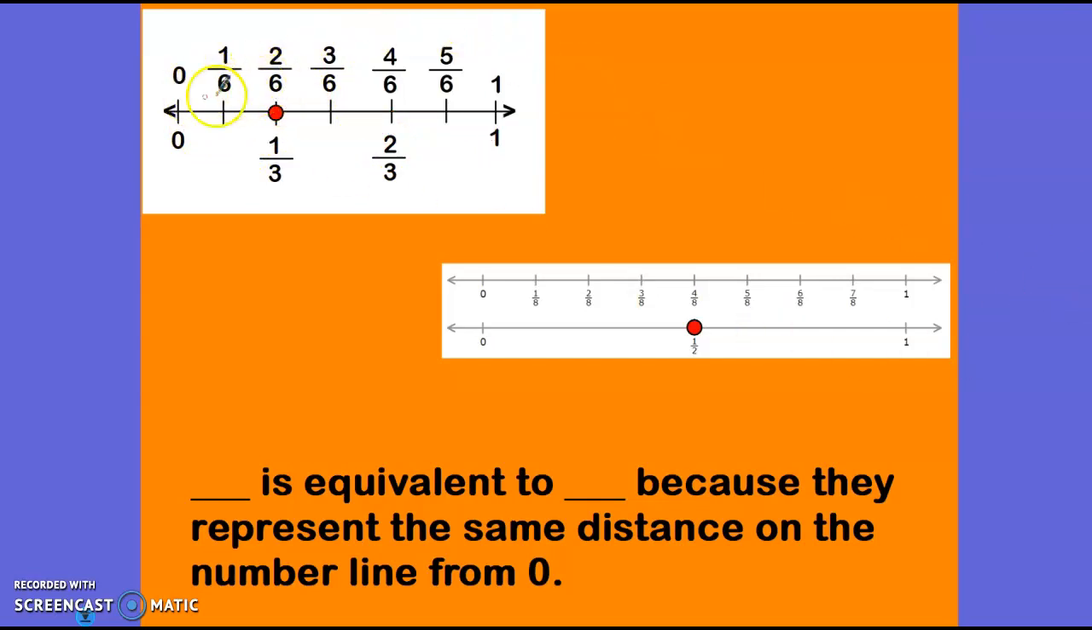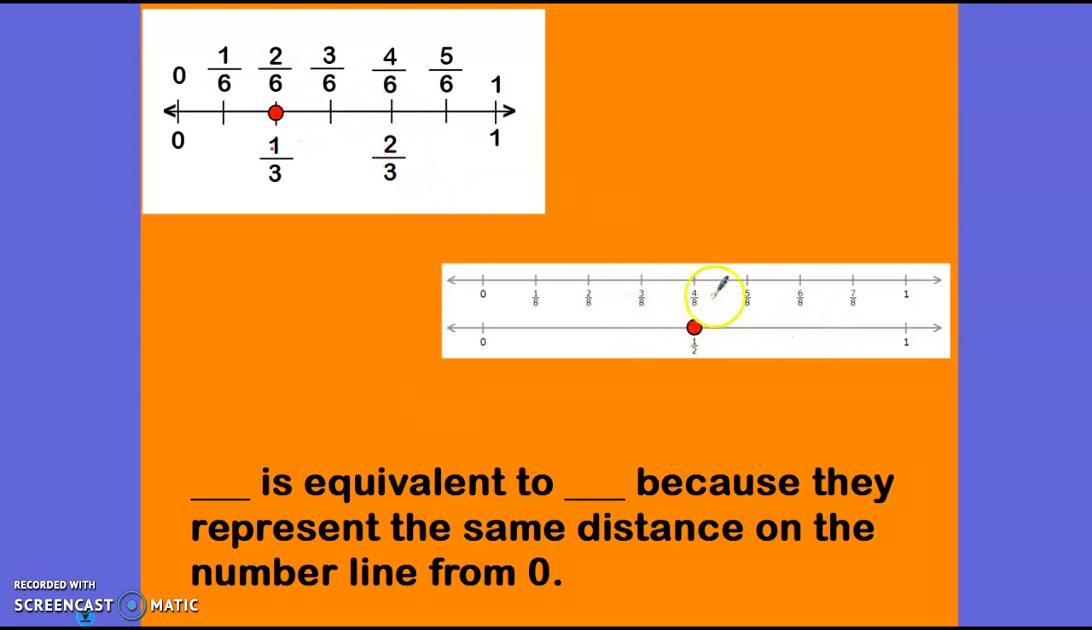And on top, we have 6 equal parts. As you can see, the fraction line is already labeled. So the question will be, which two numbers are equivalent at this orange dot here? The answer would be 2/6 and 1/3 because they are at the same distance from 0. Using this sentence stem, it would be: 2/6 is equivalent to 1/3 because they represent the same distance on the number line from 0.